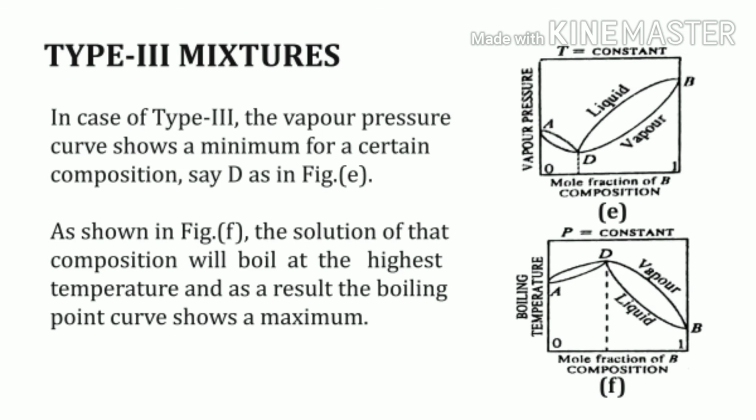On the other hand, in case of type 3 mixtures, the vapor pressure curve shows a minimum for a certain composition, say at point D as shown in figure E.